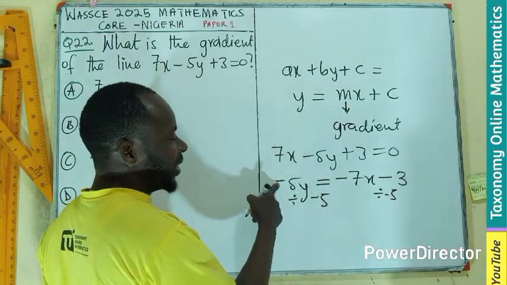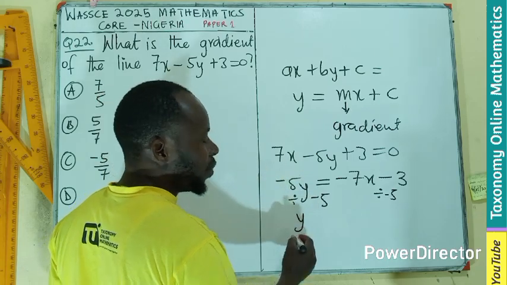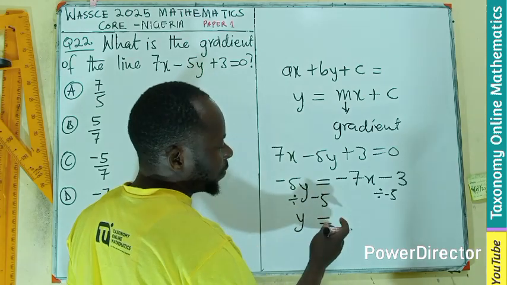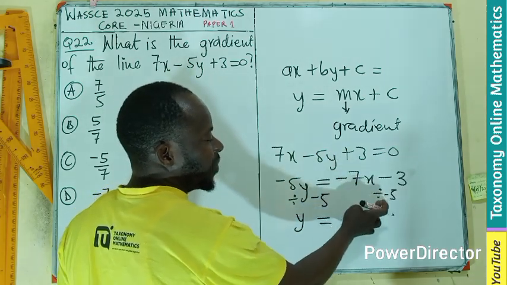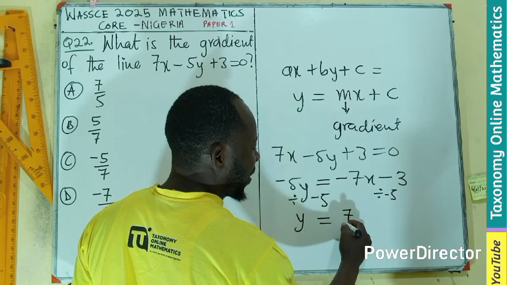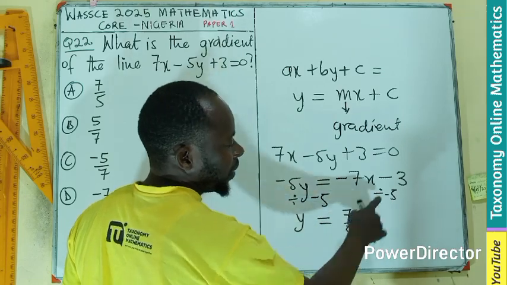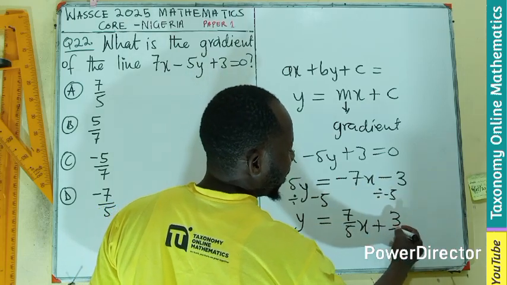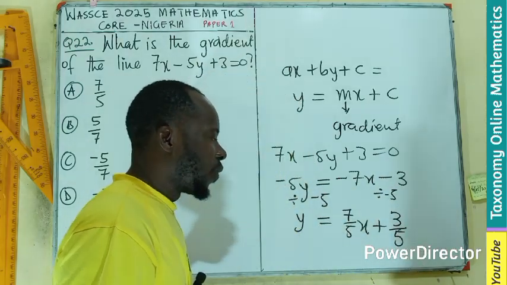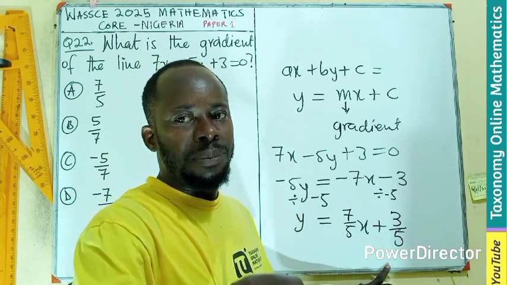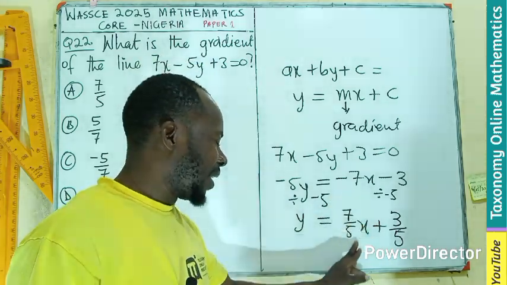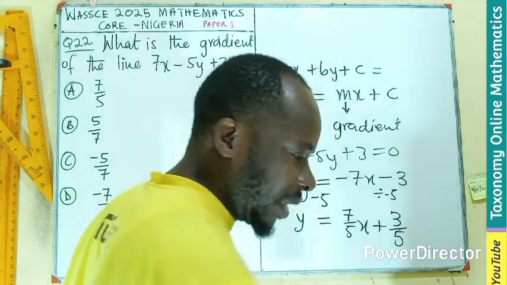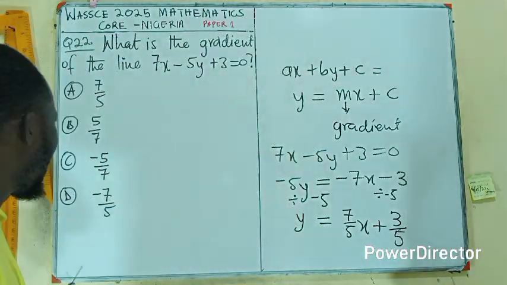So negative 5 divided by negative 5 gives you 1, then that gives you 1 times y, which is y. Then negative 7 divided by negative 5 will give you positive 7 over 5 x. Negative 3 divided by negative 5 will become positive 3 over 5. Where 3 over 5 is the intercept on the y-axis, and 7 over 5 is the gradient of this equation of the line. So let's check which one is going to be the right option.